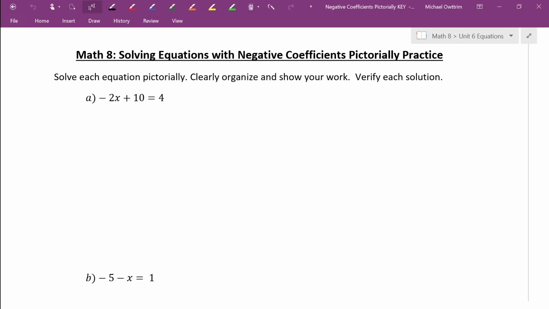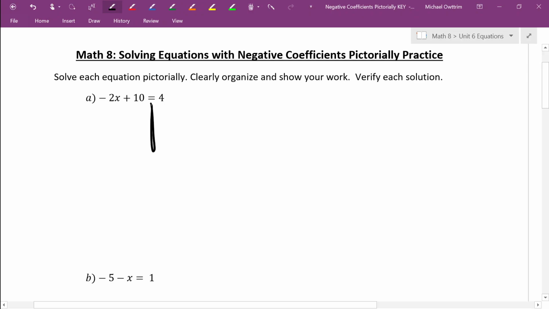Hello class, today we are taking a look at solving pictorially in equations where there's a negative coefficient on the x. So of course we know that could mean that we have a coefficient like -2 in front of our x, or of course we know subtracting x is like having a coefficient of -1 on our x. Now when we want to solve pictorially, that of course means by drawing with algebra tiles.